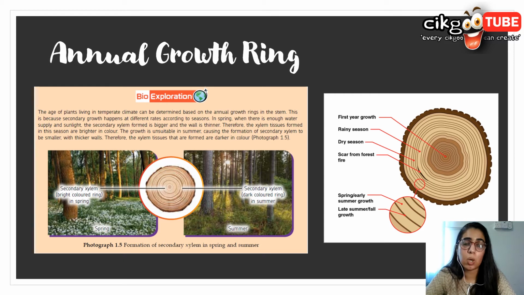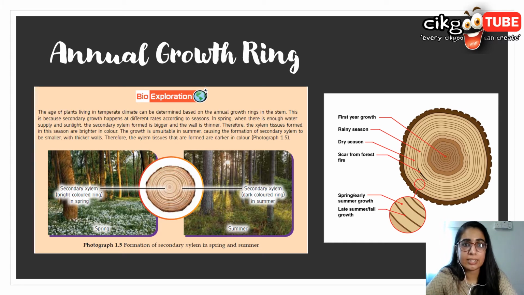In autumn and winter, when water is limited, the cambium is less active. So it forms very narrow vessels and also fibers. That means small cells, but with thicker cell walls. Only a few secondary xylem cells are produced. Hence, we have the darker rings formed on the stems.